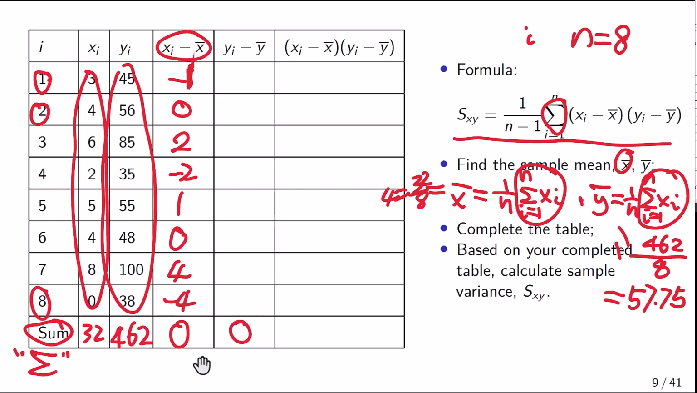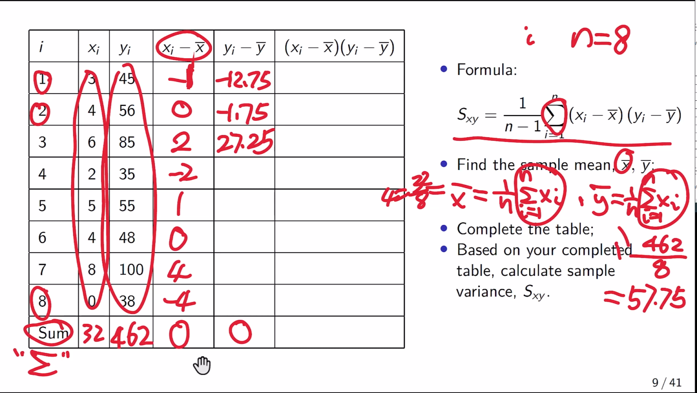I'll do at least one. y bar is 57.75, and 45 minus that is going to be -12.75. For 56, it's going to be -1.75. For 85, it's going to be 27.25. For the rest, please just finish it yourself after class. Here, I really want to save some time.